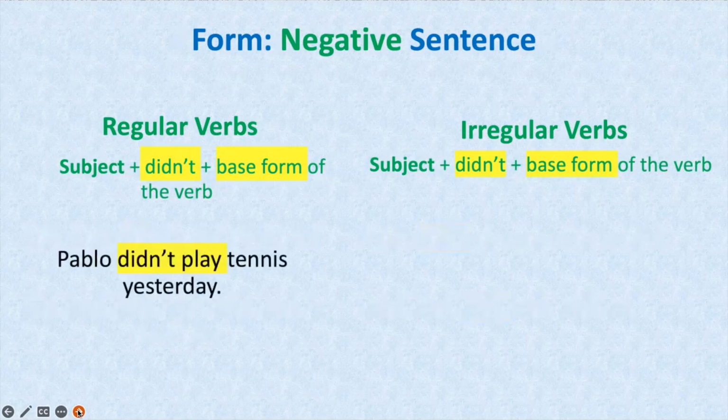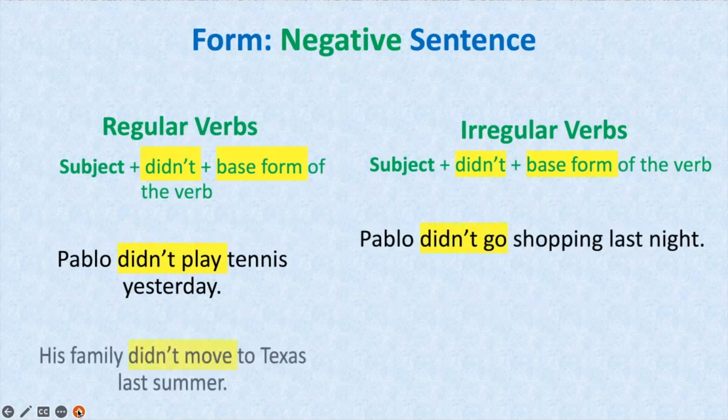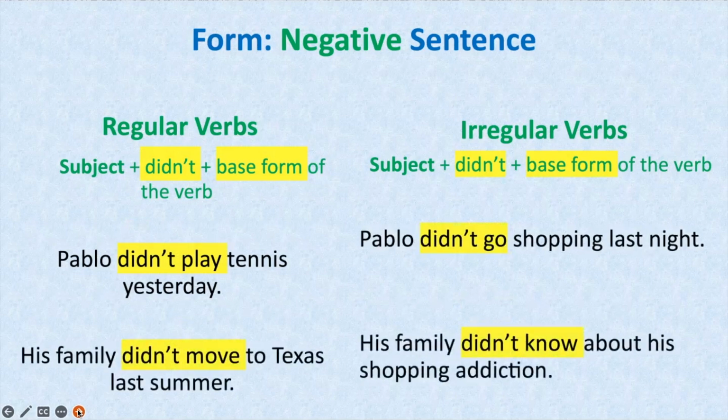For example, Pablo didn't play tennis yesterday. Pablo didn't go shopping last night. His family didn't move to Texas last summer. His family didn't know about his shopping addiction. Remember, we use didn't in spoken language. In academic writing, we avoid contractions. So in writing, you will have to use the full form, did not.